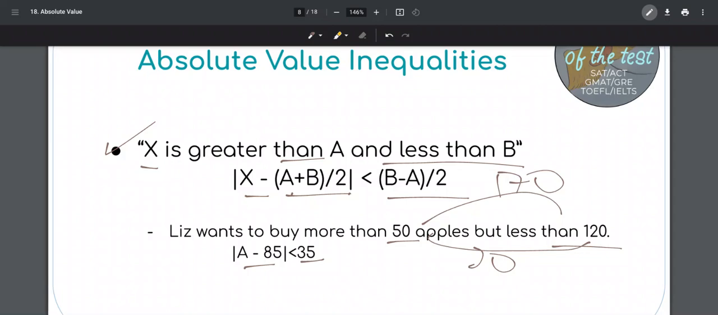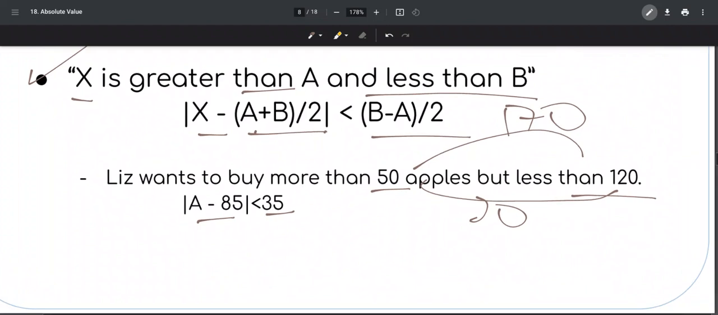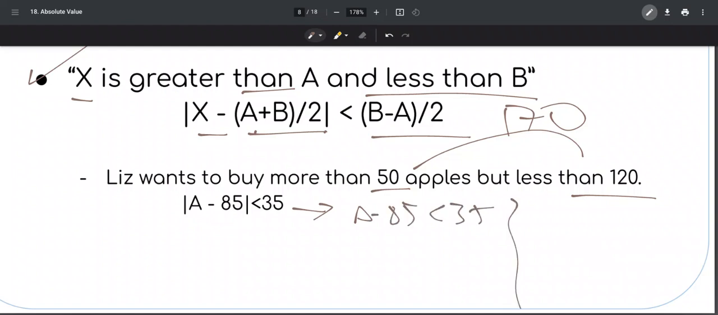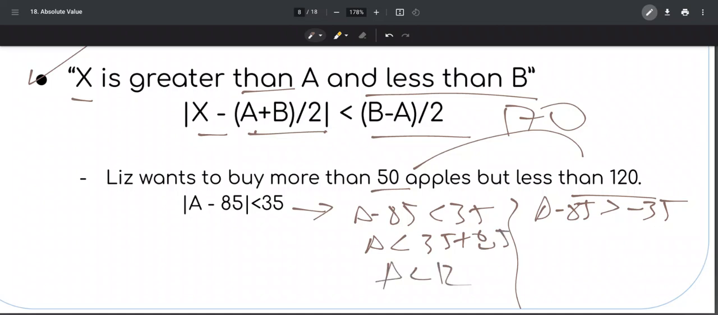You can do this if you remember, but if you don't, my advice is just you try alternative by alternative, because if you open up this absolute value just using the definition, again, this gets you 2 cases, right? The positive and the negative. So we're going to work with the positive and with the negative. So first, let's take the positive. So I have a minus 85 is less than 35, right? And then I have the negative, which is a minus 85 is more than negative 35. I'm going to continue solving. So for the positive, I have a is less than 35 plus 85, so a is less than 120. And in the second case, I have a is more than 85 minus 35, so a is more than 50.